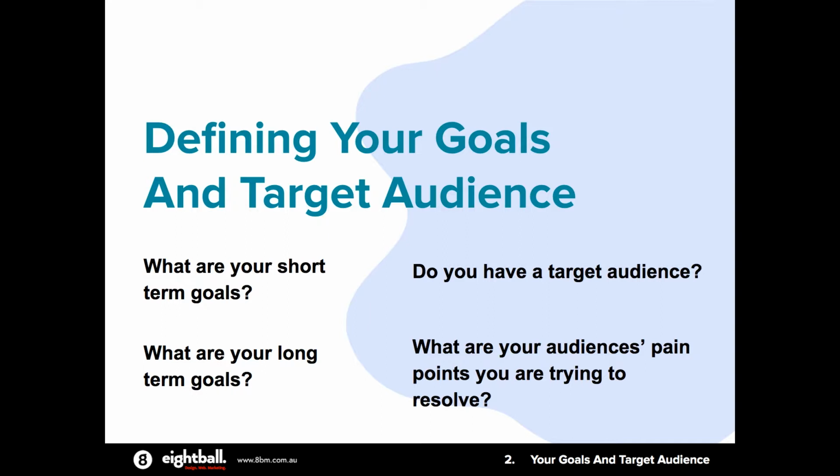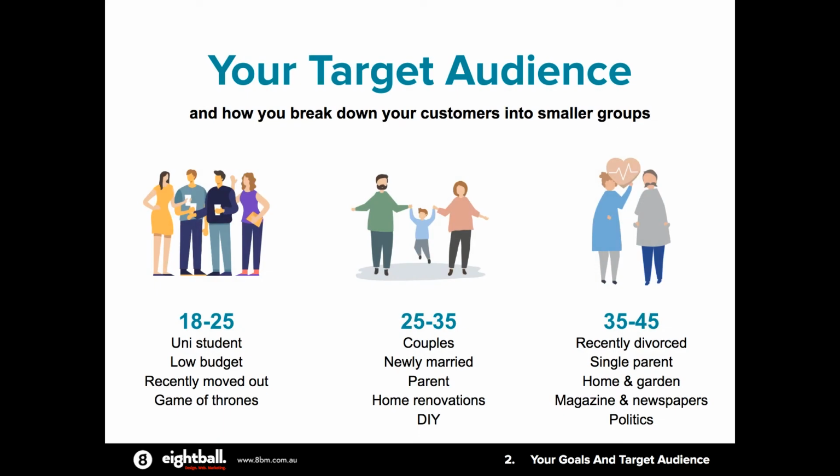If you think about the furniture industry, some of the target audience could be 18 to 25-year-olds, and these people would have recently moved out, so they're lower in budget. They're generally still studying in uni or have just started studying uni, and they love watching TV shows later at night and just binging on these, such as Game of Thrones, and they like to scroll on social media later at night. Then there's the 25 to 35-year-olds who are couples, may have been newly married and just become parents.